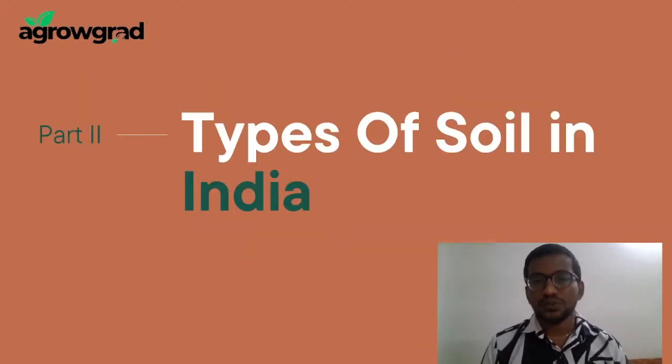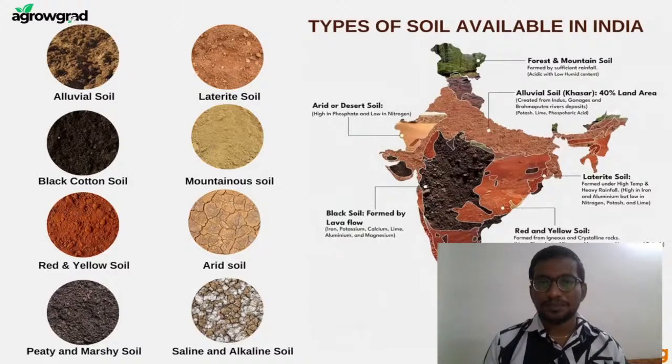So in part two, there are the types of soil in India. We are focusing on what the types are in India. Let's focus on that. This is the diagram chart. We can see the types of soil available in India. The soils are alluvial soil, black cotton soil, red and yellow soil, peaty and marshy soil, laterite soil, mountainous soil, arid soil, and saline and alkaline soil.